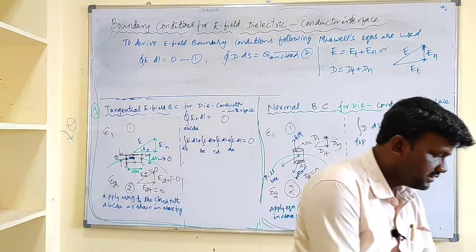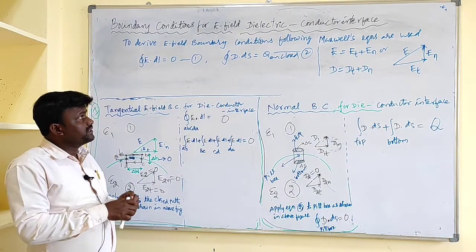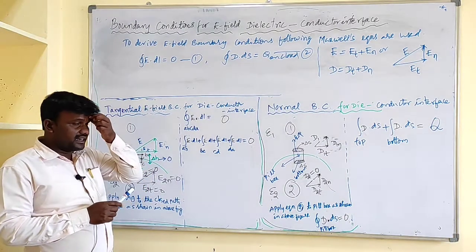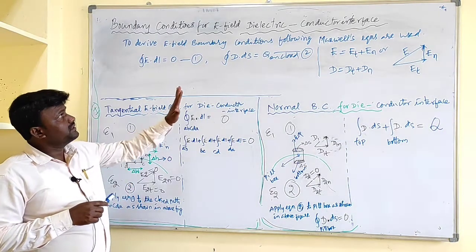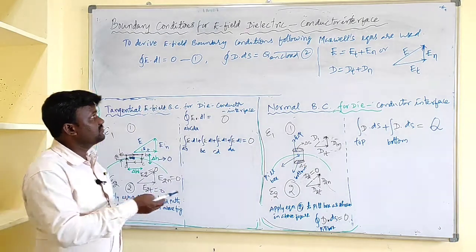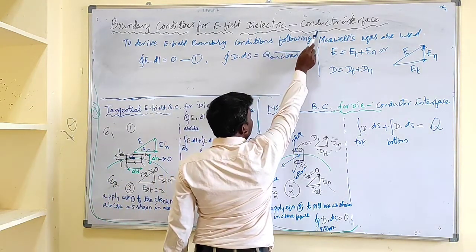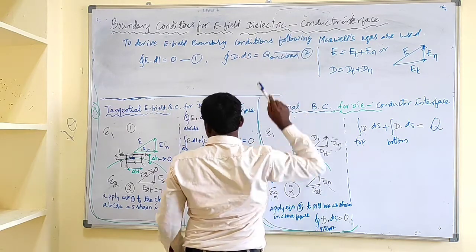In this video lecture, I will derive boundary conditions for the dielectric-conductor interface. In the previous session, we derived boundary conditions for the electric field at a dielectric interface. In this case, we change it to dielectric-conductor. The first medium is dielectric, and the second medium is conductor.